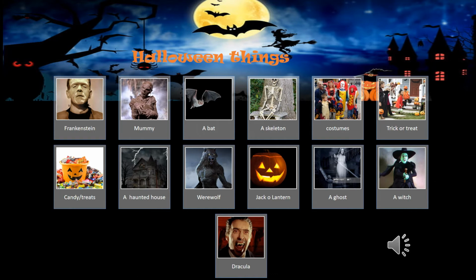Costumes. Costumes is isho in Japanese, okay? And trick or treat. Don't say it in katakana English. They should know. What's this? Candy or treats. What's this? A haunted house. That is obakeyashiki. What's this? A werewolf. Okami otoko.